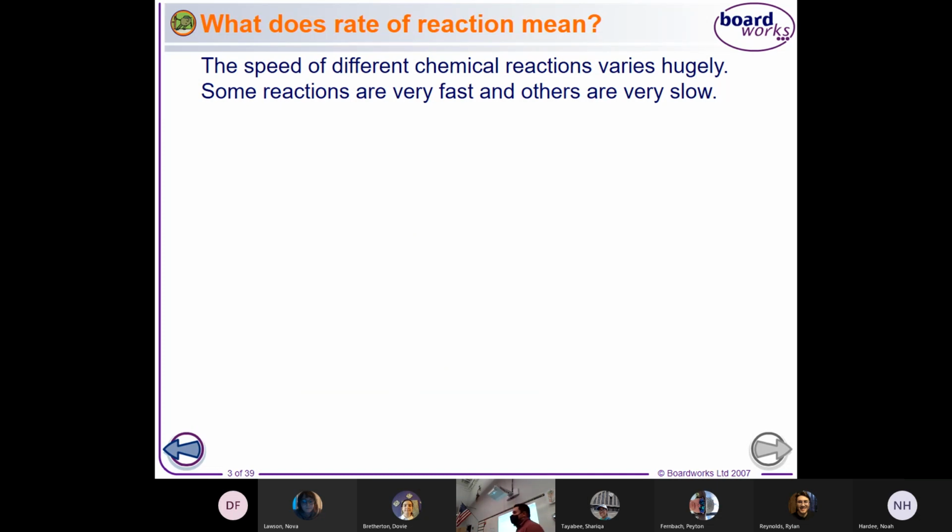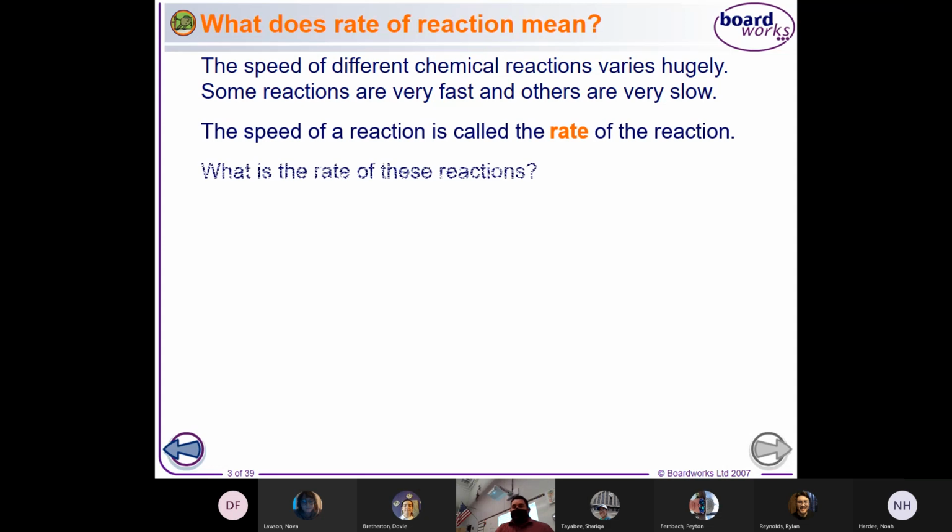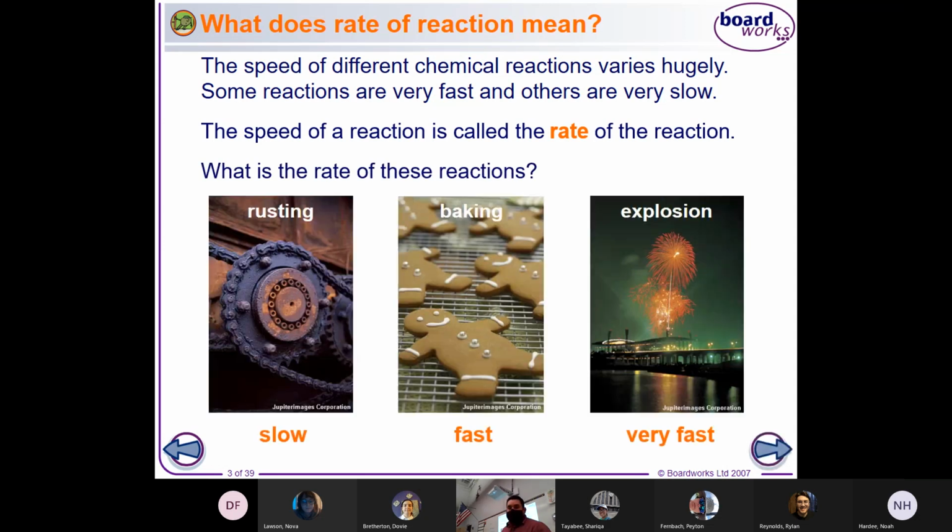So the speed of a chemical reaction varies widely. You can make chemical reactions go very slow, take years upon years. You can make chemical reactions happen very quickly, even what you might think of instantaneously, immediately. Okay? Some are very fast, some are very slow. And that speed is called the rate of reaction.